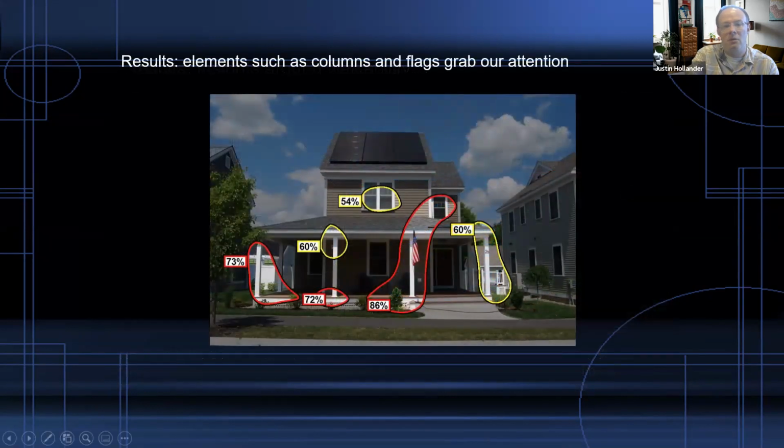What you see here is really fascinating to me, because how long have humans been building columns and flags? Flags go back to the earliest humans. And it's the first things you see. The first things that people see are the columns and the flags.